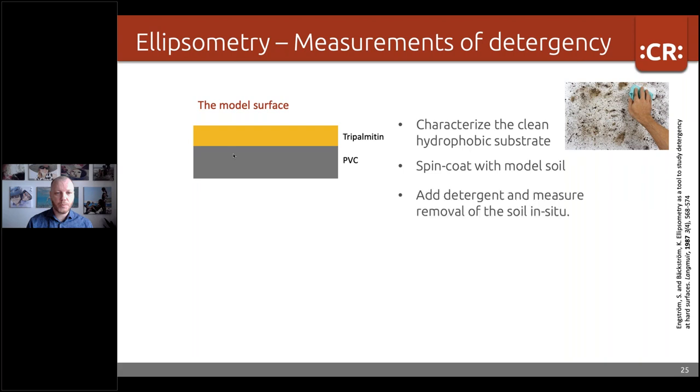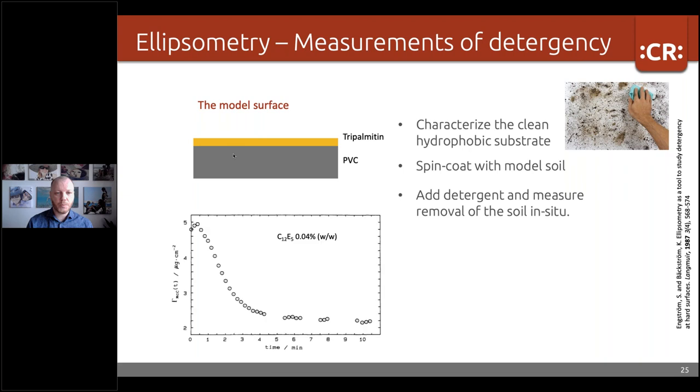And then you can add your detergent while measuring this surface. And then you will also measure in situ the removal of that soil as you get this detergent effect happening. And here are some data. So they started with an adsorbed amount of the tripalmitin of 5 micrograms per square centimeter. So it's a thick model grease or soil on this plastic surface.